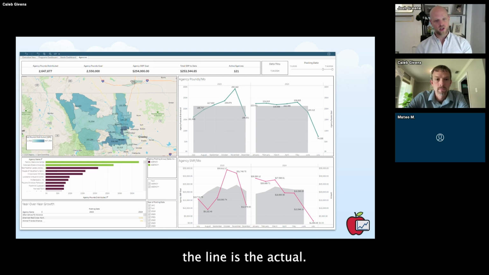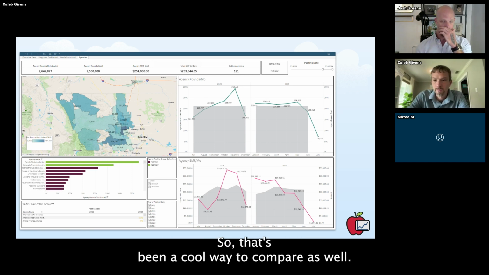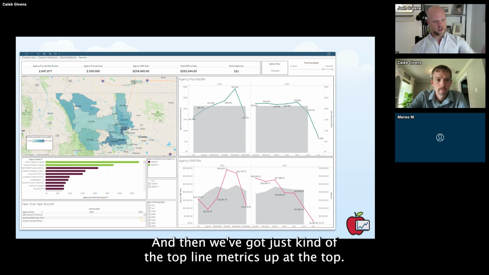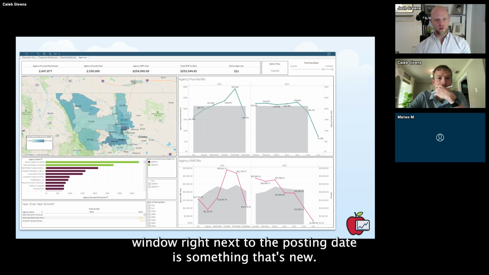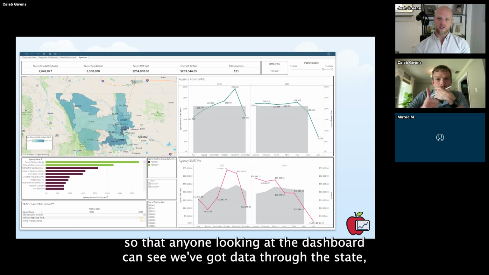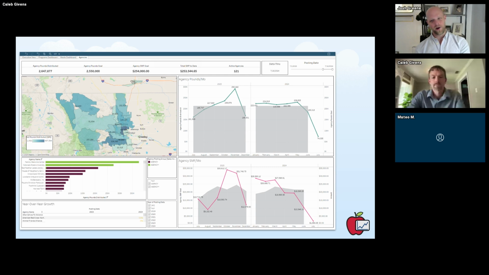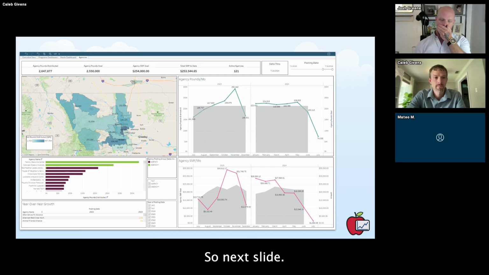The line is the actual, and then that big gray block is what we projected in our budget for that month. So that's been a cool way to compare as well. And then we've got just kind of the top line metrics up at the top. The data through window right next to the posting date is something that's new. And I added that because these are manually updated, so that anyone looking at the dashboard can see, oh, we've got data through this date, which I think has been really helpful. So, next slide.